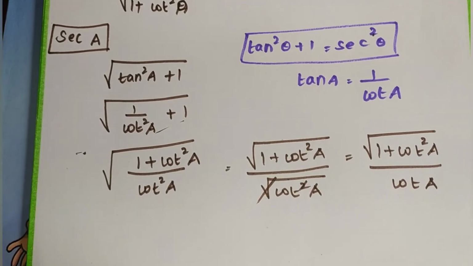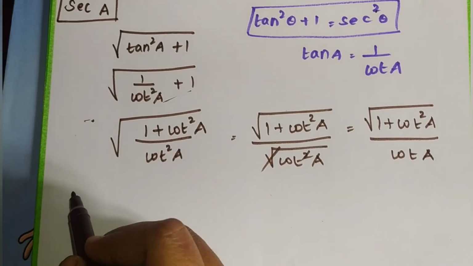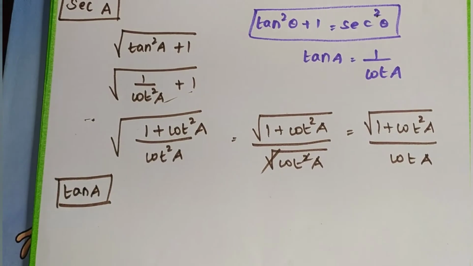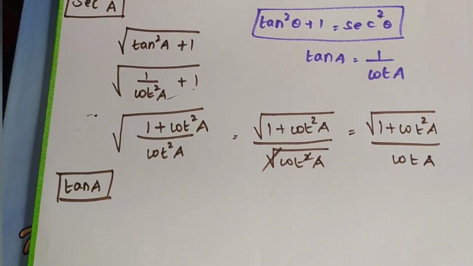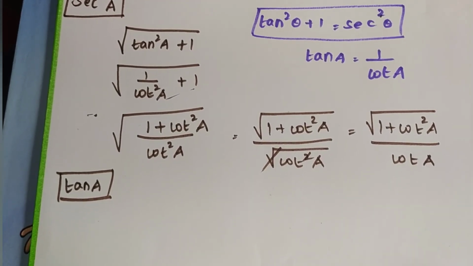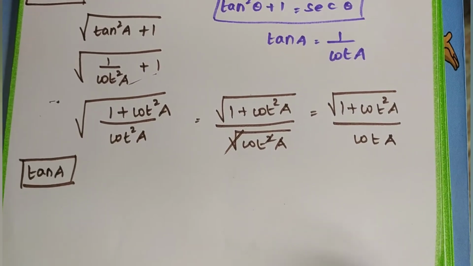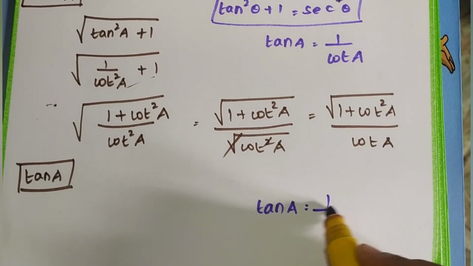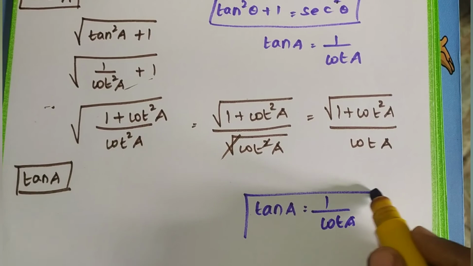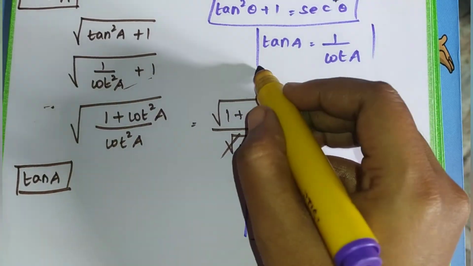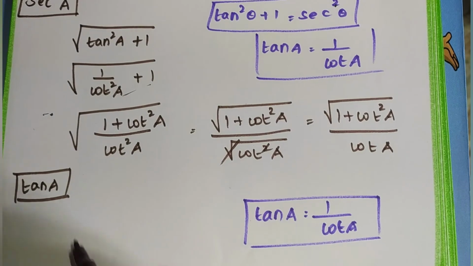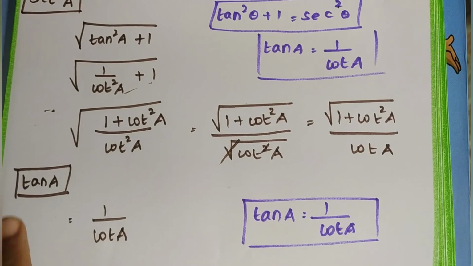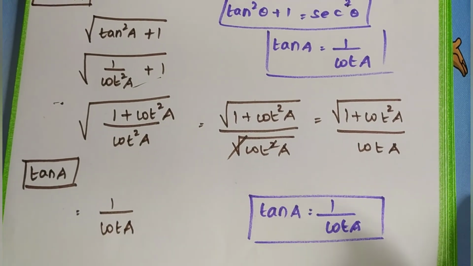Clear? And then the next one, tan A. You have to express this tan A in terms of cot. This is very easy. How can we write it in terms of cot? We know that tan A is equal to 1 by cot A. This is the reciprocal formula. So straight away you can write tan A is equal to 1 divided by cot A. Tan in terms of cot.